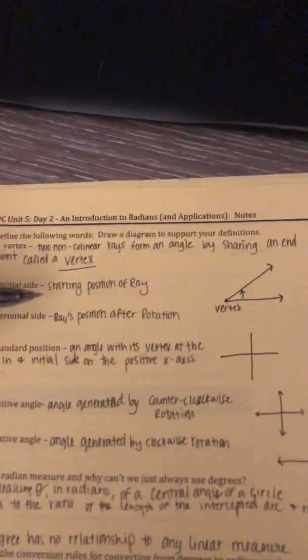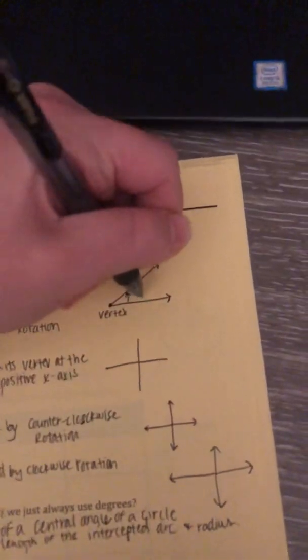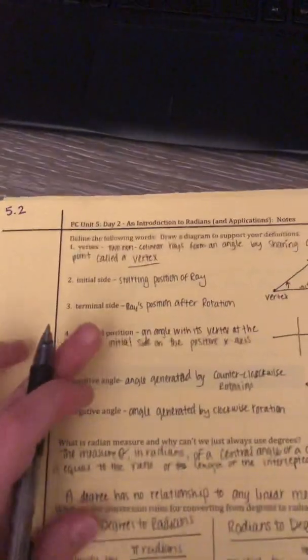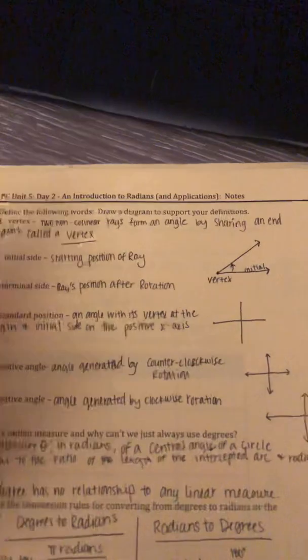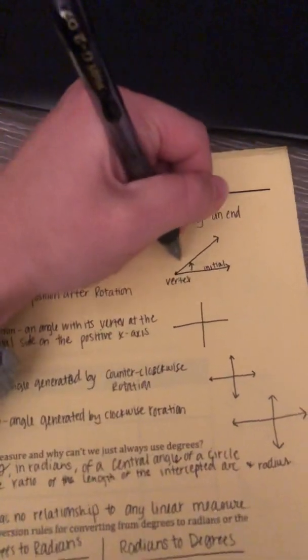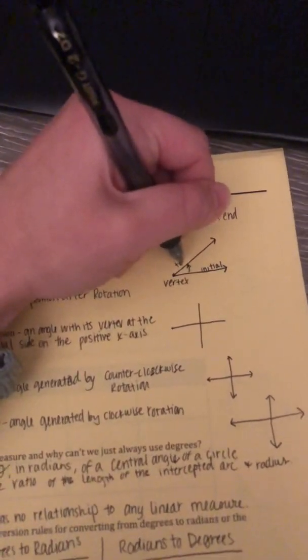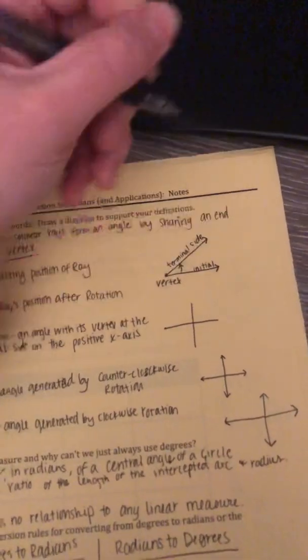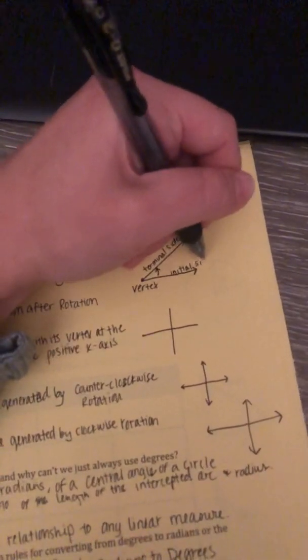The initial side is the starting position of the ray, and that's going to be this bottom one here. The initial, and then the terminal side is the ray's position after rotation. So this is going to be the terminal side. And I guess I'll write side here as well.